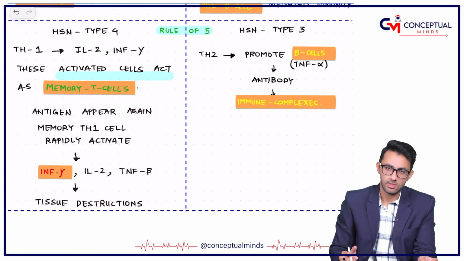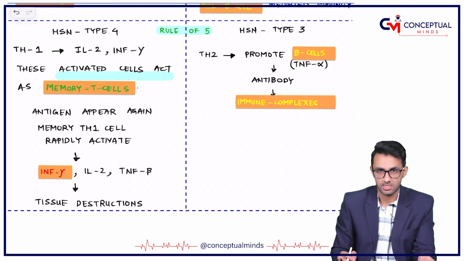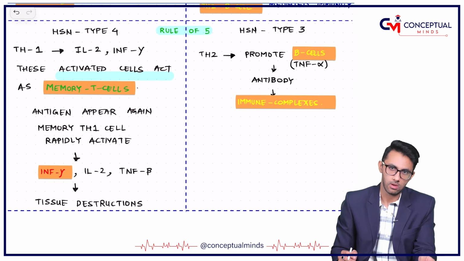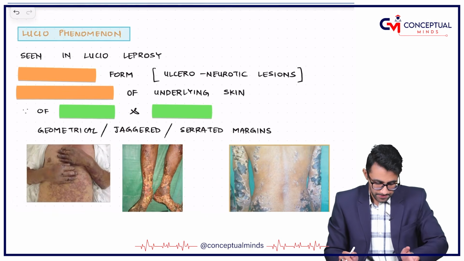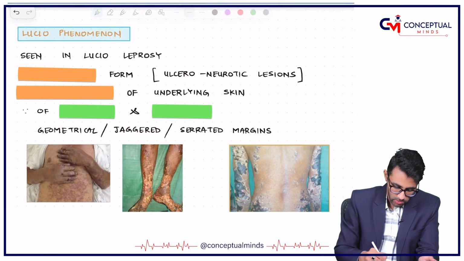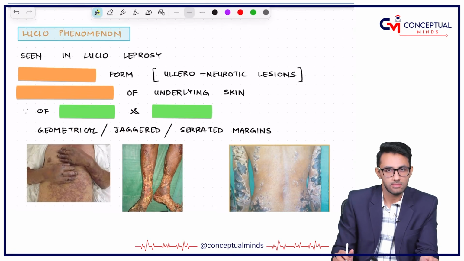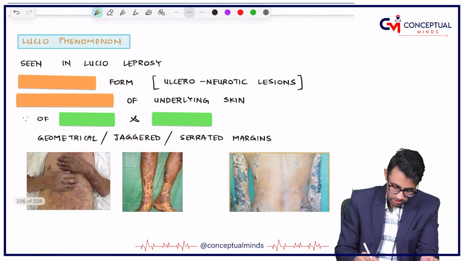Now we'll see some different type of phenomena, and a different type of leprosy you can see. This is called the Lucio phenomenon. Okay, Lucio phenomenon. What is it? Let us see. Lucio phenomenon is seen in Lucio leprosy. So nothing complicated in that.